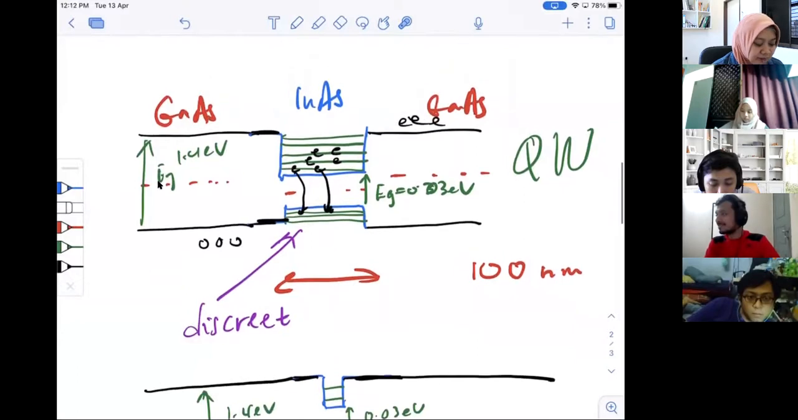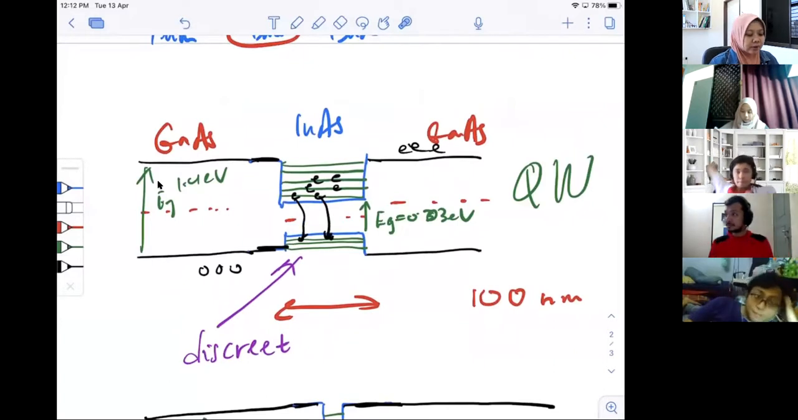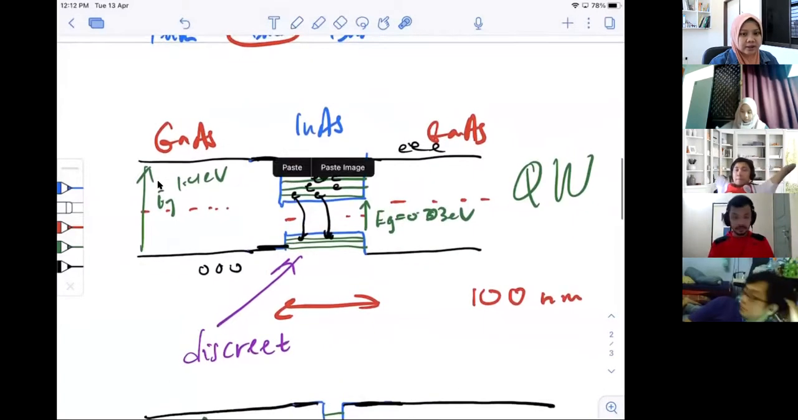Kata charge lah. Okay. So basically, what I want to say is, this quantum well is only 2D confined. So maknanya dia, if you can look here in the middle ni, kat tengah-tengah ni.